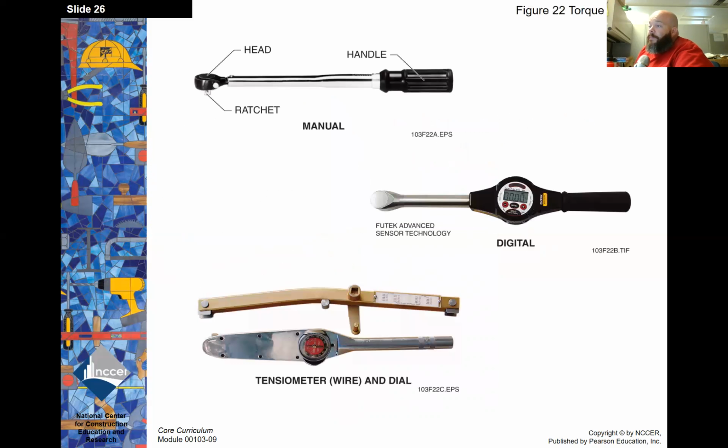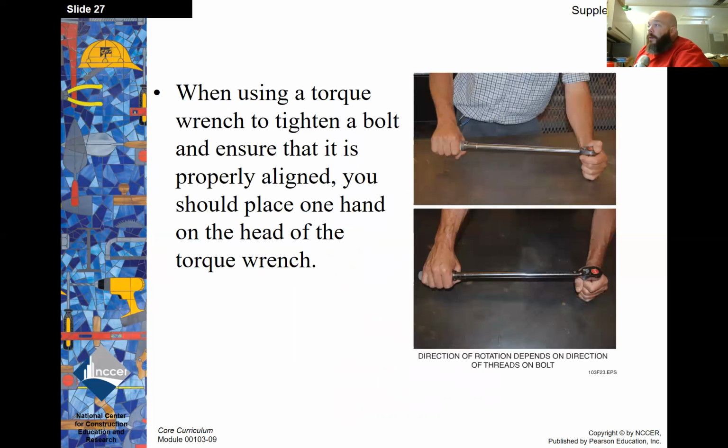Okay, here's a ratchet and torque wrenches. Okay, a few different types here. We have a manual or click type, a digital, and a tensimeter with a wire and dial. Okay, when using a torque wrench to tighten a bolt and ensure that it is properly aligned, you should place one hand on the head of the torque wrench, place the other on the knurled handle at the end, and when you're tightening with a torque wrench, do so in a fluid, smooth motion. Don't jerk on the end of the wrench because you're trying to get an accurate torque on the fastener.